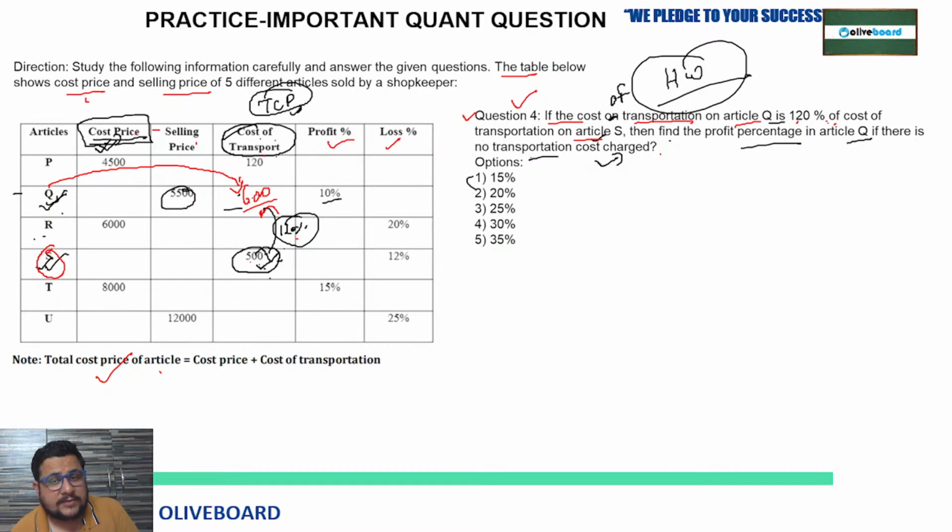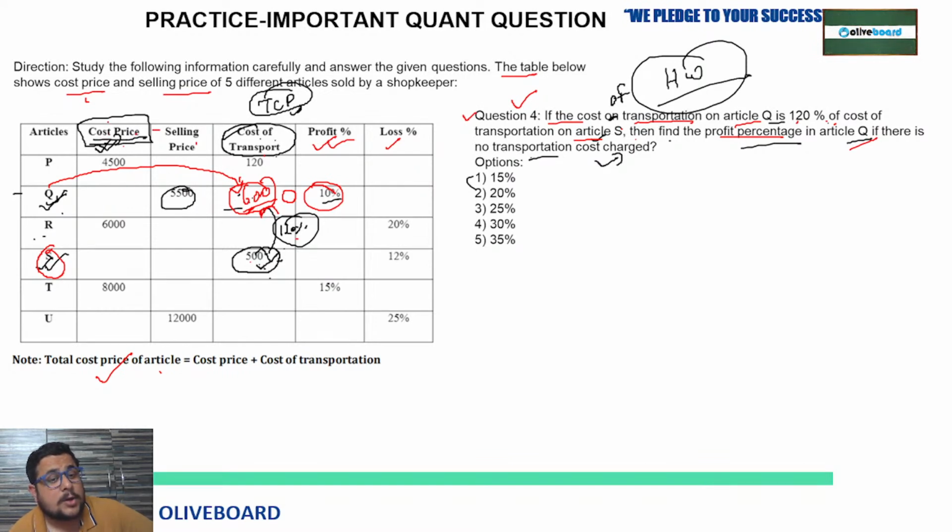Okay, so now we have this data. Now what are they asking actually? If the cost of transportation on article Q is 120% of the cost of transportation on article S, then find the profit percentage in article Q if there is no transportation cost charged. So now they have put up another condition. Just try to understand this. See, what are they asking? They are asking the profit percent. Already profit percent is given, you can think like that. But what are they saying? We know the cost of transportation is 600. But they are saying that if it is 0, then in that case what will be the profit percent?